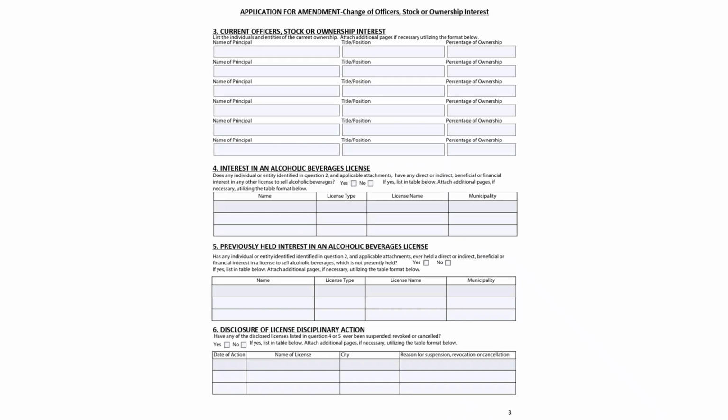On page 3 of the amendment application, question 3 asks for a list of the individuals and entities of the current ownership. Please attach additional pages if necessary, utilizing the format on the application. Question 4 asks if any individual or entity identified in question 2 and applicable attachments have any direct or indirect, beneficial or financial interest in any other license to sell alcoholic beverages.